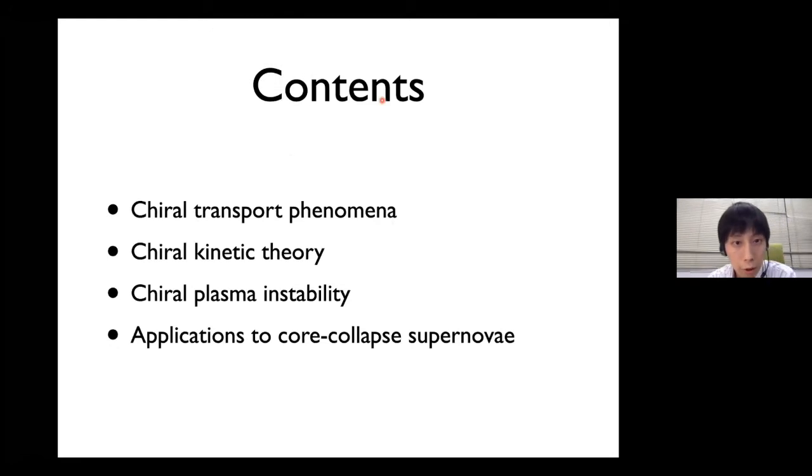So here are the contents of my talk today. I will first review the chiral transport phenomena, and then I will discuss how the chiral anomaly and the chiral magnetic effect can be incorporated in the framework of kinetic theory, that is, the chiral kinetic theory. And as a direct consequence of the chiral magnetic effect and chiral kinetic theory, we discuss a new type of plasma instability called the chiral plasma instability. Then after briefly mentioning the relevance of this chiral plasma instability in quark-gluon plasmas, I will then turn to the physics of core-collapse supernova explosion as an application of this chiral kinetic theory.